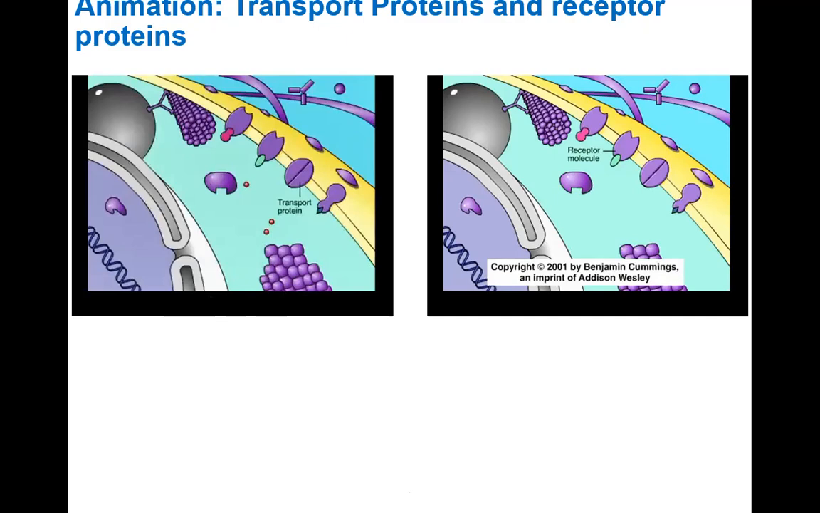and let sodium come in, or potassium come in, or calcium come in, or potassium go out. It just changes its shape. It's totally passive. This is some of that facilitated diffusion, where the cell needs help to get something into or out of it. The other type of transport protein is hemoglobin.